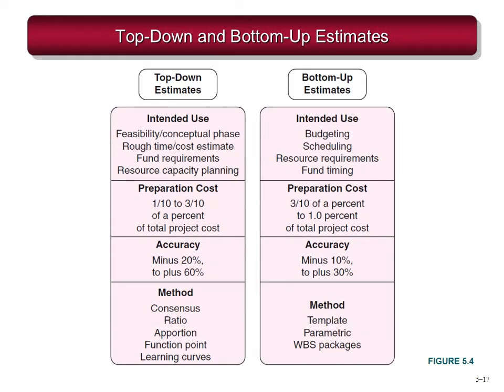This table shows a comparison between the top down and the bottom up. Where the top down would be used, we have discussed it, and where bottom up would be used. What is the preparation cost? Preparation cost for the top down is much less compared to that of the bottom up. Bottom up is more detailed. Accuracy, the top down is less accurate. It ranges from -20 to +20, whereas the bottom up is more accurate. It goes from -10 to +30.